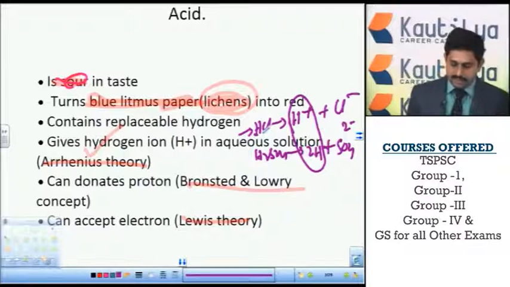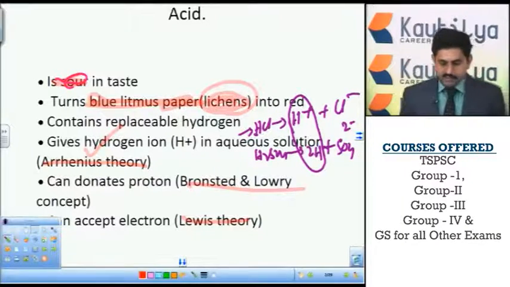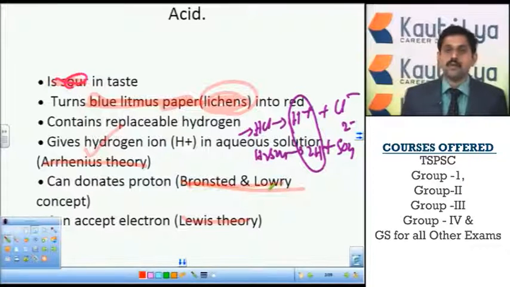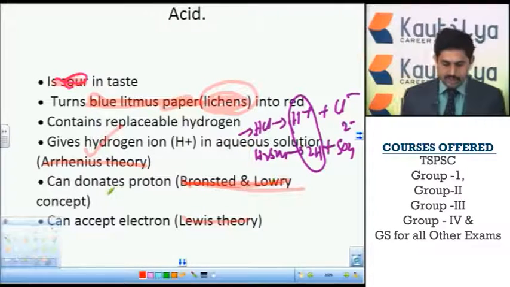Next, the Bronsted and Lowry theory. According to the Bronsted and Lowry theory, an acid is one which donates a proton. The Bronsted-Lowry theory is an acid-base conjugate theory. According to them, an acid is one which donates a proton.